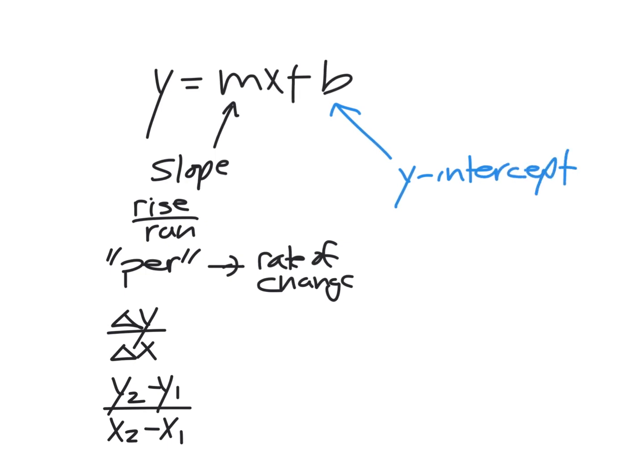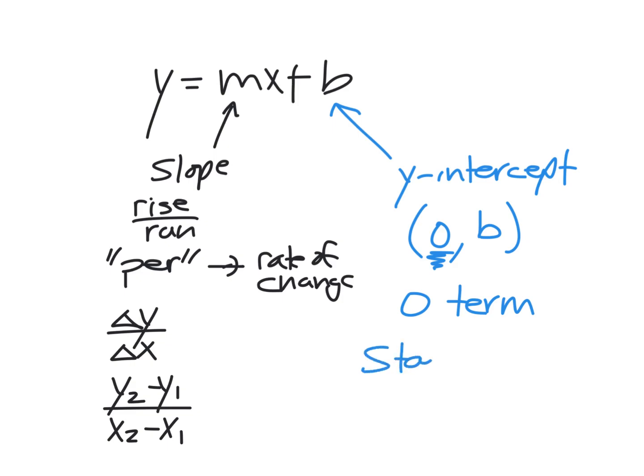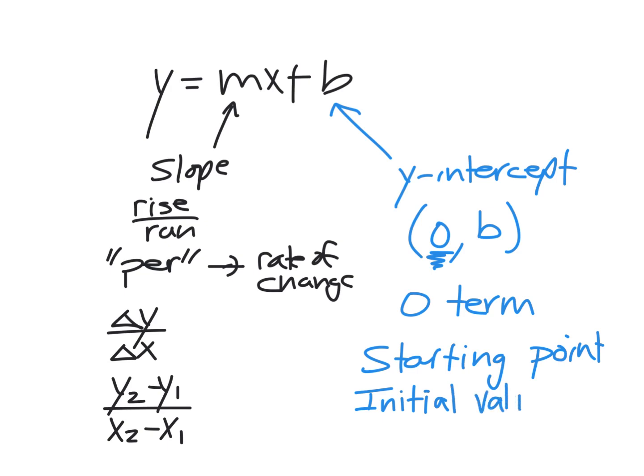Okay, why is it our y-intercept? Because it's on the y-axis. Well, what do we know about the y-axis? The y-axis has a coordinate x of 0, and in this case, we're using the letter b. So because x is 0, it's often referred to as the 0 term. Other things you might see with this, starting point in word problems, or in other cases, our initial value. So again, different terminology that can be used here for the intercept.